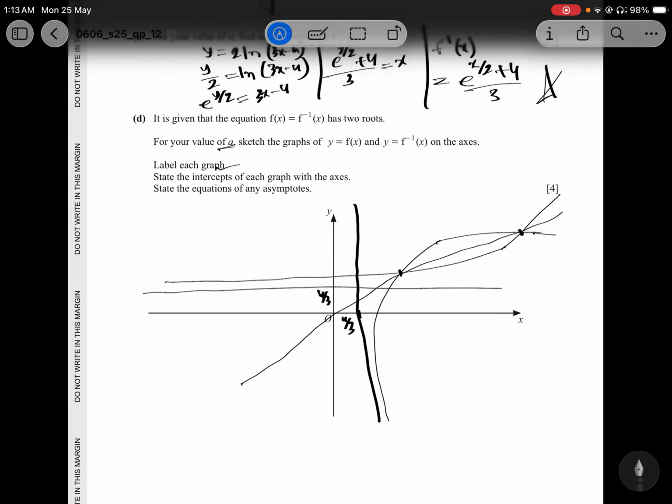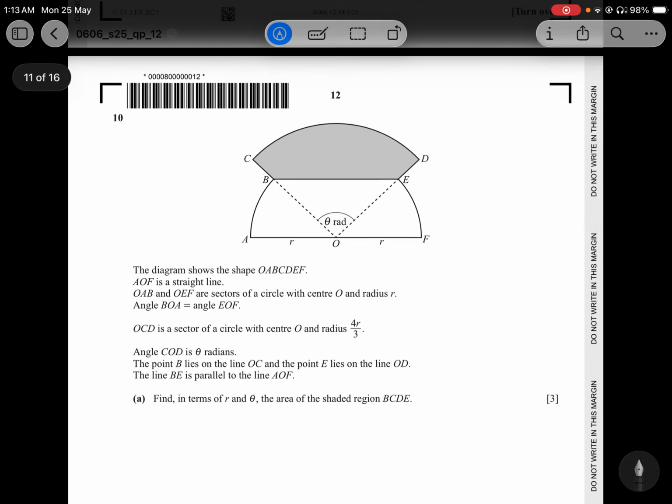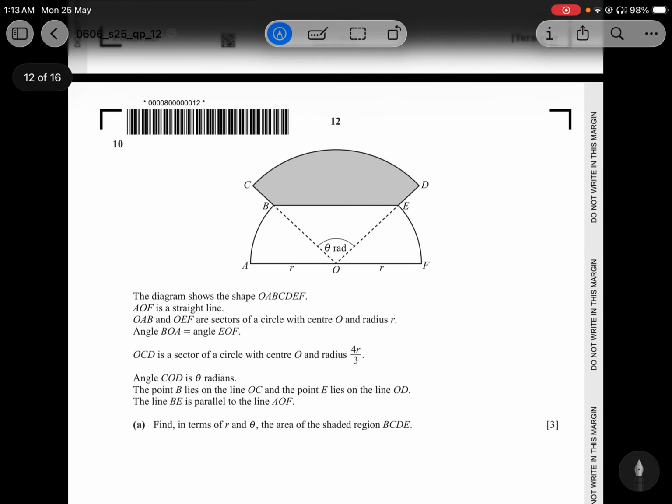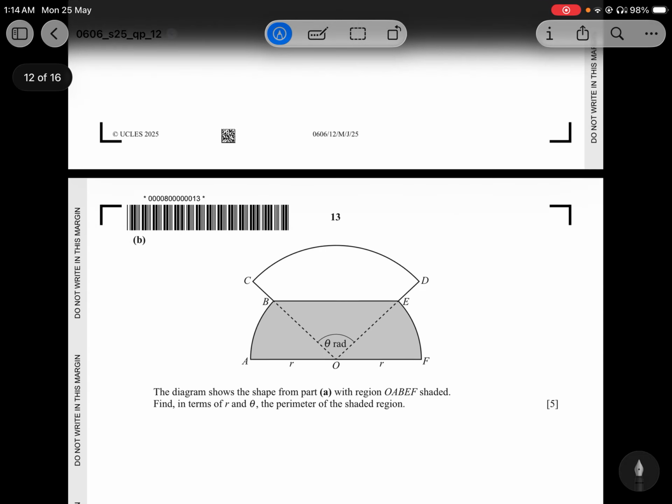Label the graph. Okay, intercept on the axis. I have to show this point and this point, right? Okay, so if I input 0 here, it would become 5 by 3, and it should be 5 by 3 as well. Yeah. Now question number 10, which is a big one.